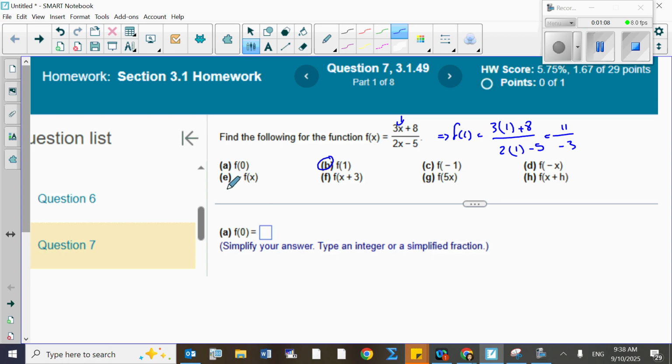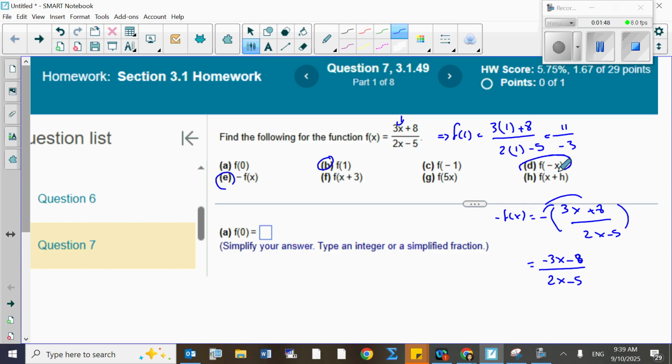Let's see what is negative f of x. So negative f of x will be just whatever is your f of x, which is this expression, just put a negative behind it: negative (3x plus 8) over 2x minus 5. You can distribute the negative, and this is going to be equal to negative 3x minus 8 divided by 2x minus 5. So this negative will be distributed only to the top, not to the bottom.